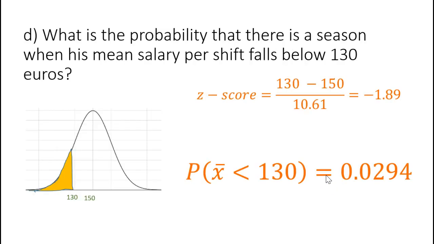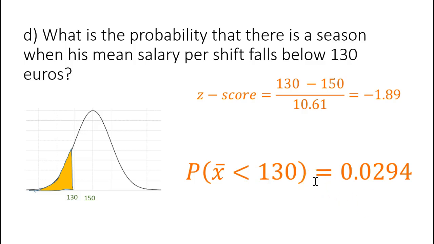What is the probability there is a season when his mean salary per shift falls below 130 euros? Well, notice again, since we know the sampling distribution is normal, we can use the information from previous chapters to find this probability. To do so, we draw a normal curve, which we know is centered at 150. The value we're interested in is 130, and we would like the area under the curve below 130. Computing our z-score, we have 130 minus the mean divided by the standard deviation, giving a z-score of negative 1.89. This tells me the probability that the average salary is less than 130 is equal to 0.0294.